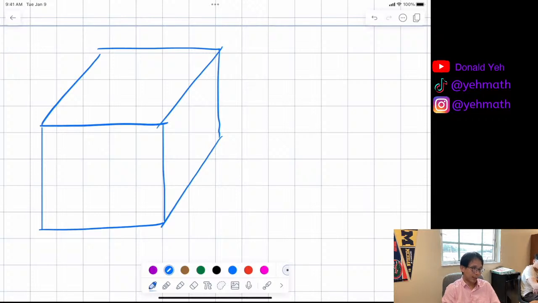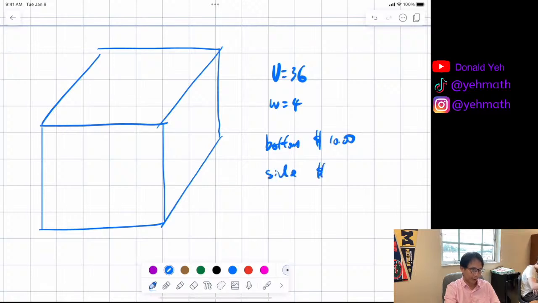Now what do they say? They say volume is equal to 36, right? What else? They say width is 4. And they say the bottom costs $10, and the side costs $5. I think that's all the information given. And they want to find the least expensive tank.